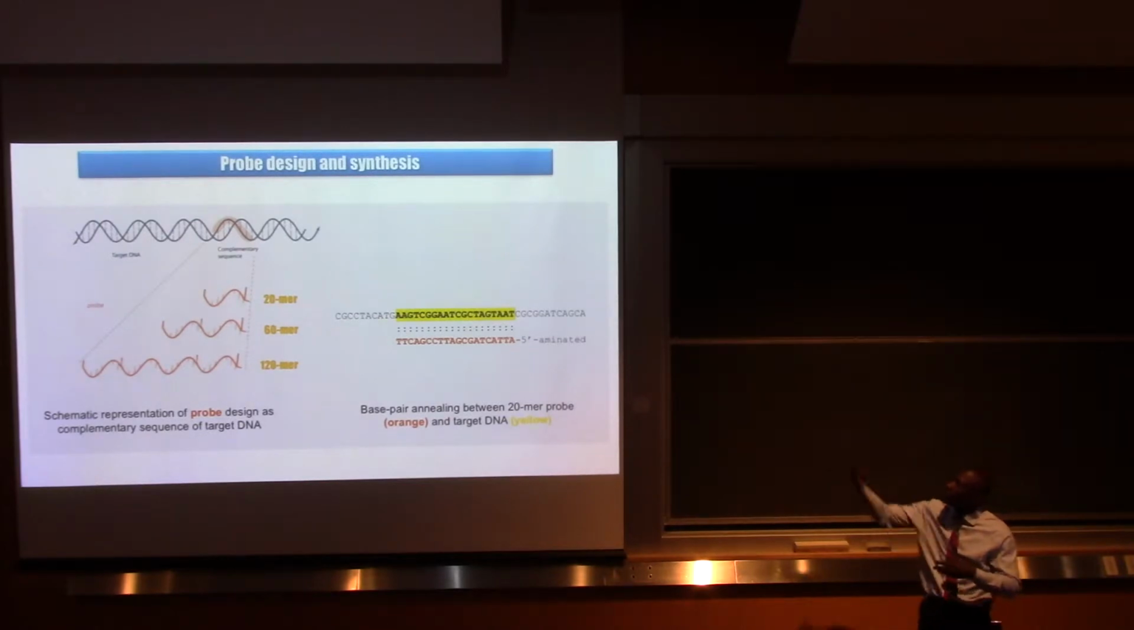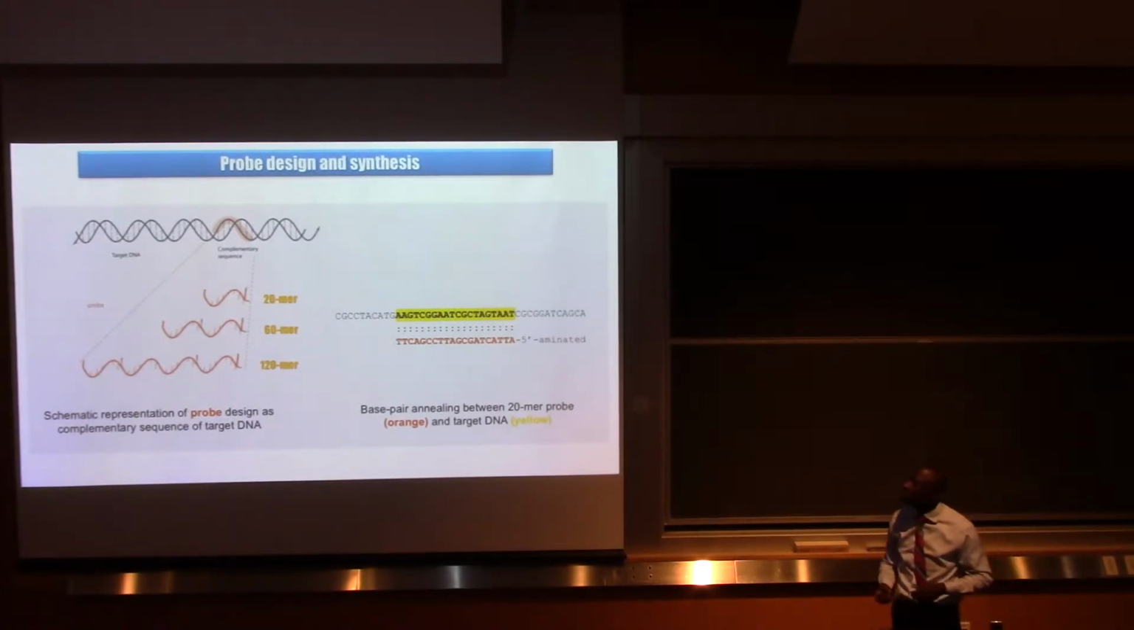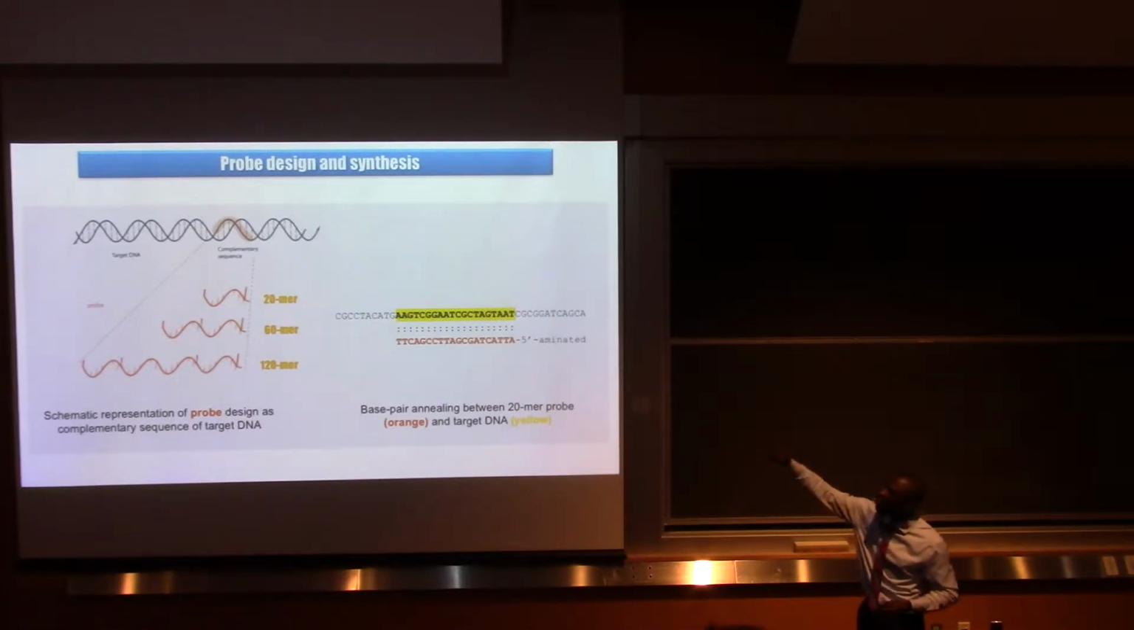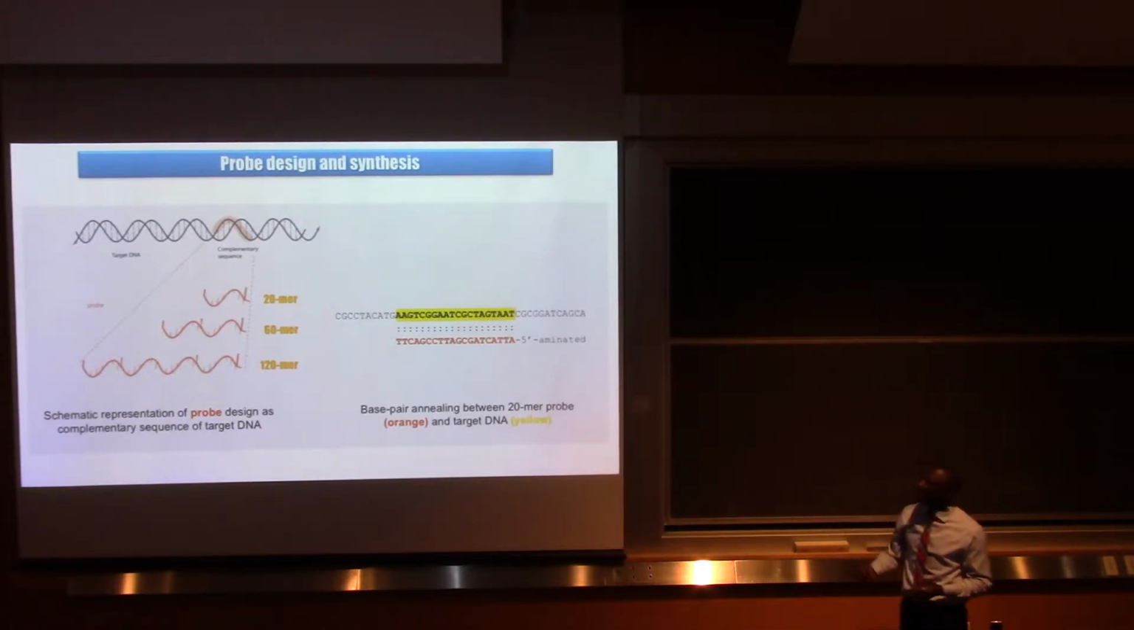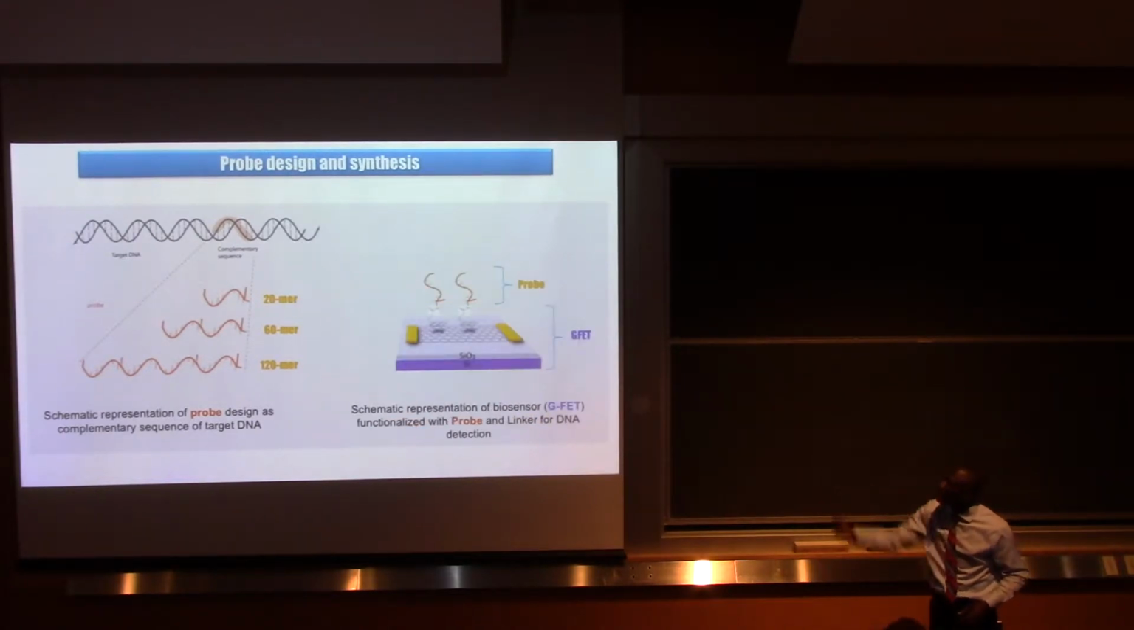I'd like to show you how we built the probe. As I said earlier, the probe is complementary DNA of the target DNA of Streptococcus pneumoniae. So we take a sequence of the complementary DNA. We took different sizes of the complementary DNA of the target: 20 mer, 60 mer, and 120 mer. Then we added an amine group to this sequence, so that the probe will be able to attach to the graphene surface.